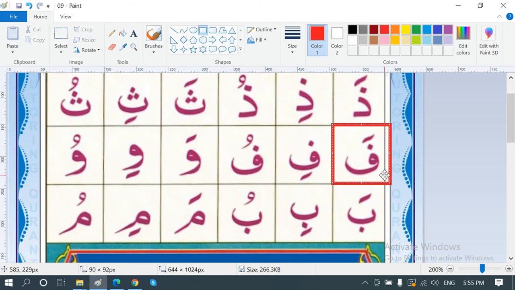The haraka, the vowel of fatha, moves the sound up, fa, but not too much. Don't stretch it. Read it without stretchiness, without prolonging. Fa, fatha, fa, just like that. That is the correct way. Fa, kasra, fi, it is moving the sound of fa down. Don't prolong it, don't stretch it. Fa, kasra, fi.